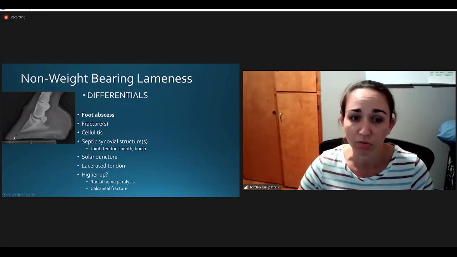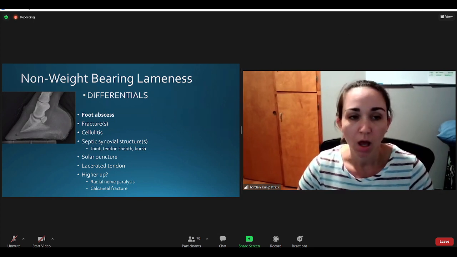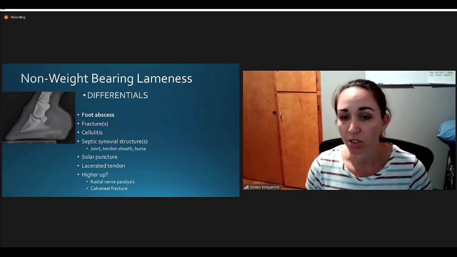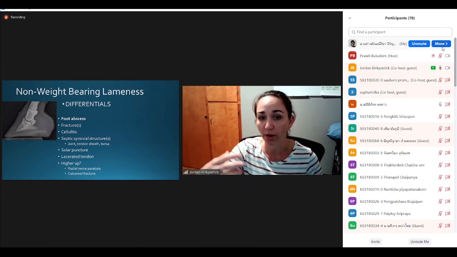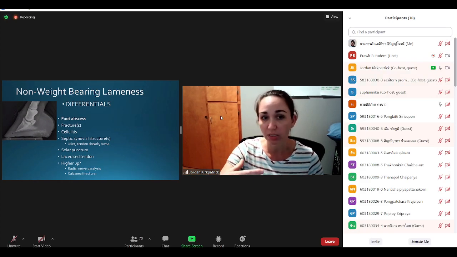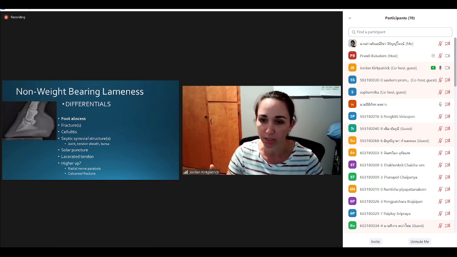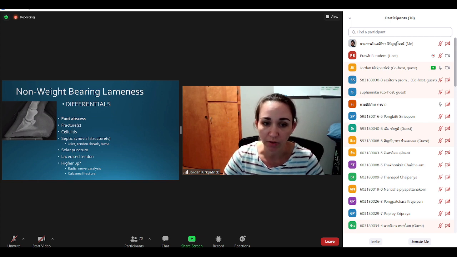In this radiograph, this gas bubble here is indicative of a foot abscess. Those are very common in the front feet, and they can be very, very lame with those. Then obviously fractures. Cellulitis is a swelling of the limb, the soft tissue of the limb. It's usually all the way up, from the foot to at least the carpus, if not all the way up to the elbow, or on the hind limb up to the tarsus, potentially even up to the sacral if it's a really intense cellulitis infection.